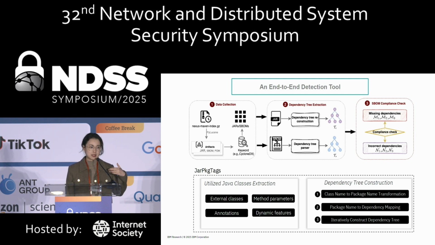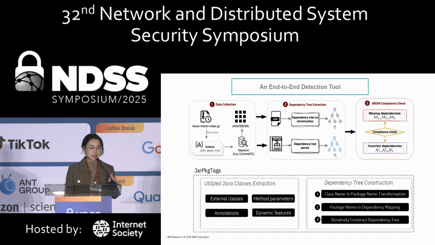To detect the different types of inconsistency, we developed an end-to-end detection tool called JBomAudit, and it includes three components: data collection, dependency tree extraction, and the compliance check analysis. For the data collection, we download all the artifacts hosted in the Maven platform, and we use keyword matching to collect SBOM and its corresponding jar file.